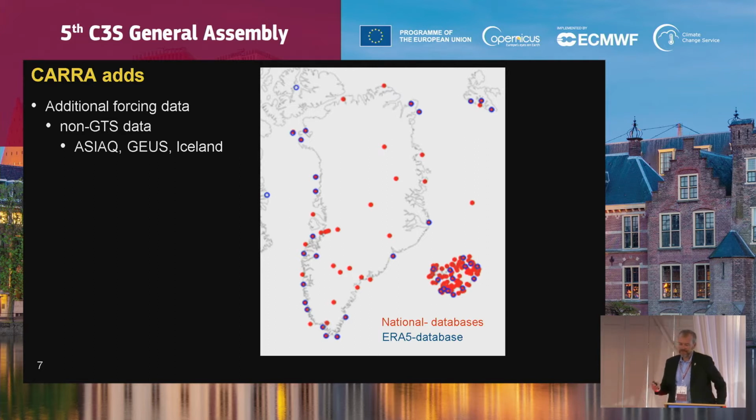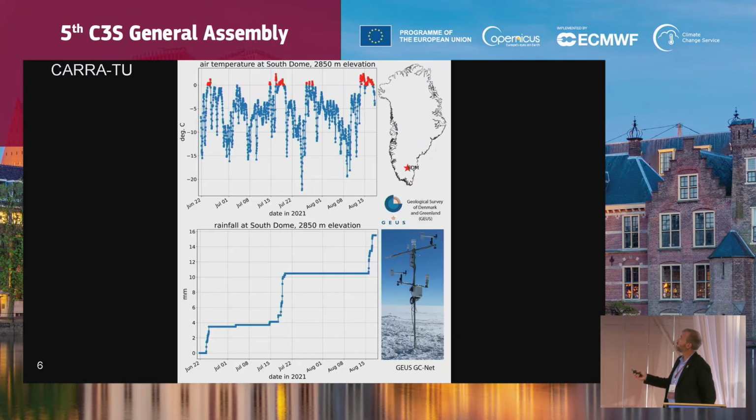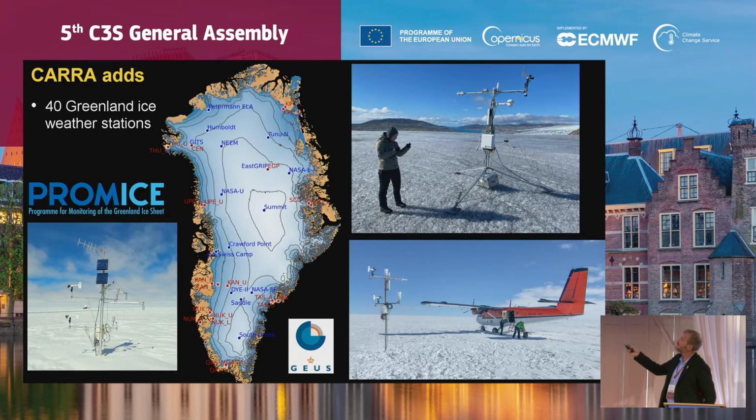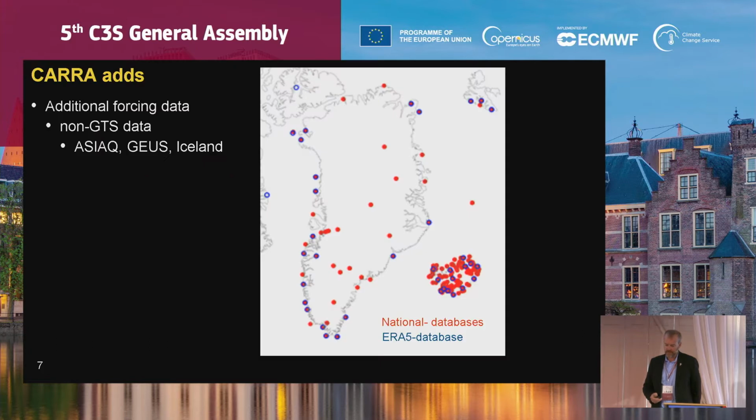The map of additional data that is not used by ERA5 are the red circles here, and there are also contributions from Iceland and the Greenland National Survey, ASIAQ. And even in northeast Greenland, there's some areas that we are filling. You can see them here. For example, these sites are filling gaps in the data series. So going forward, we have more and a higher quality of these on-ice data.